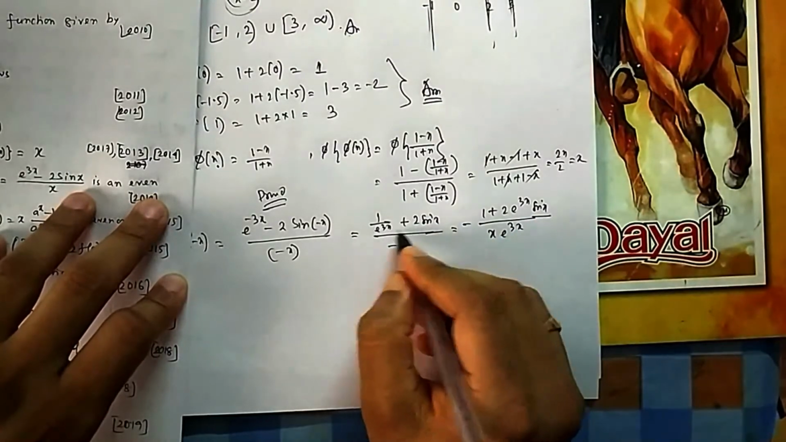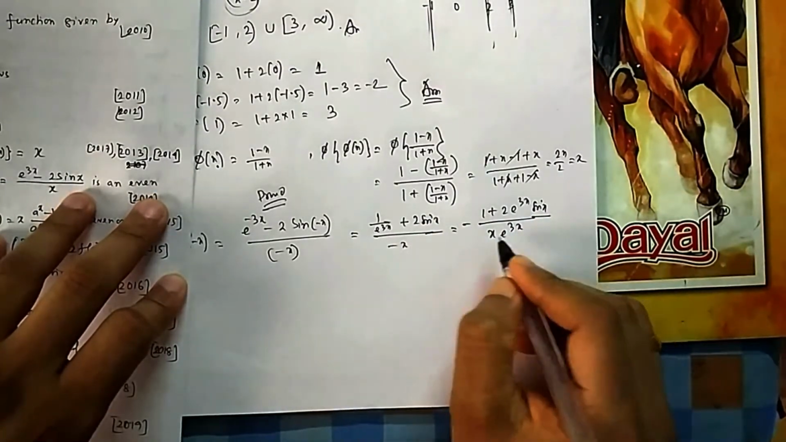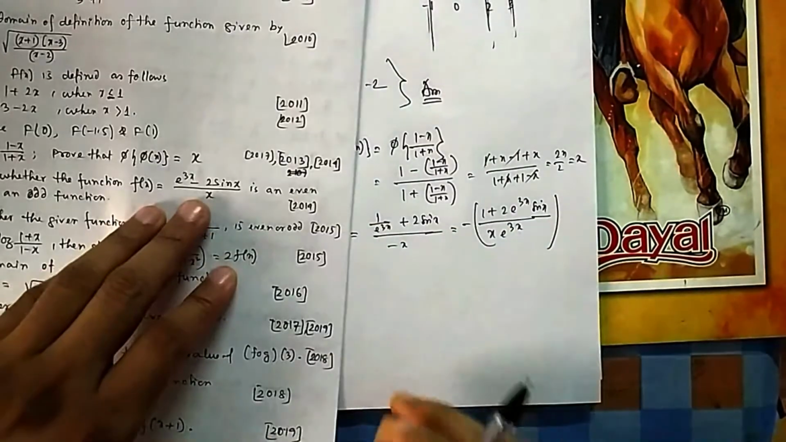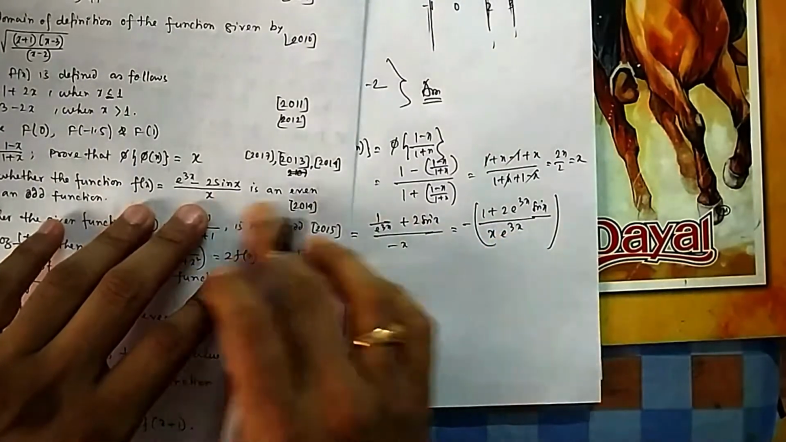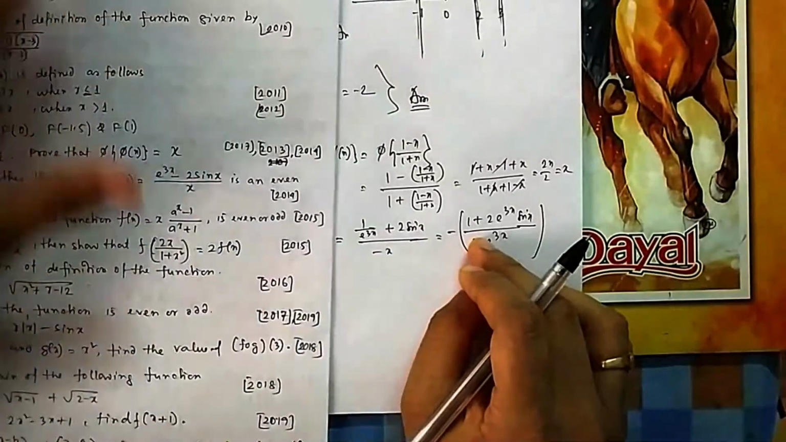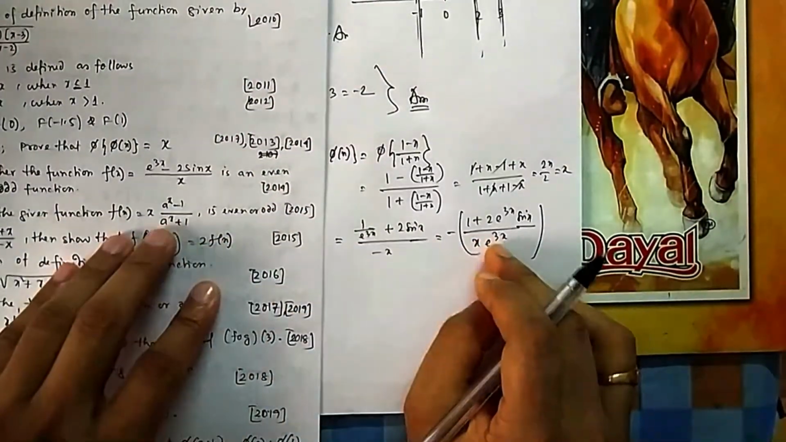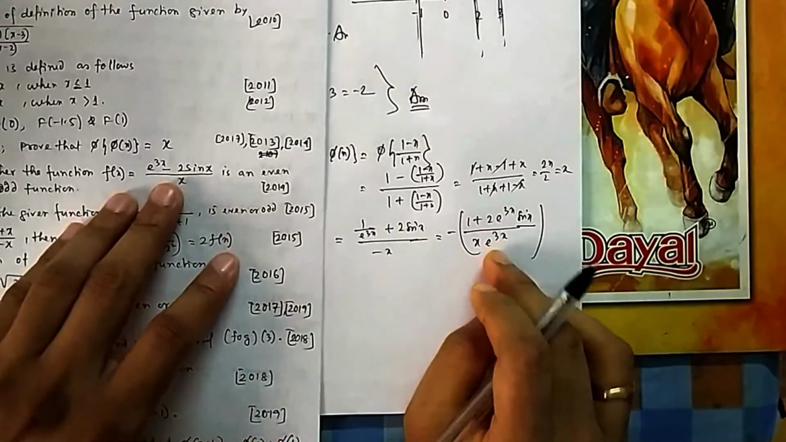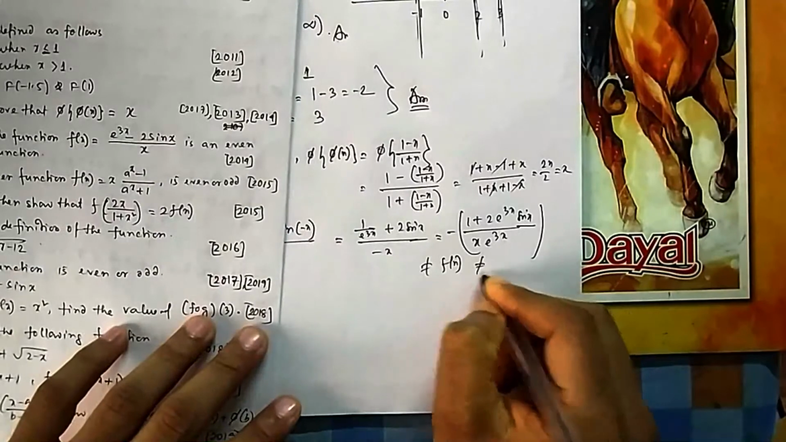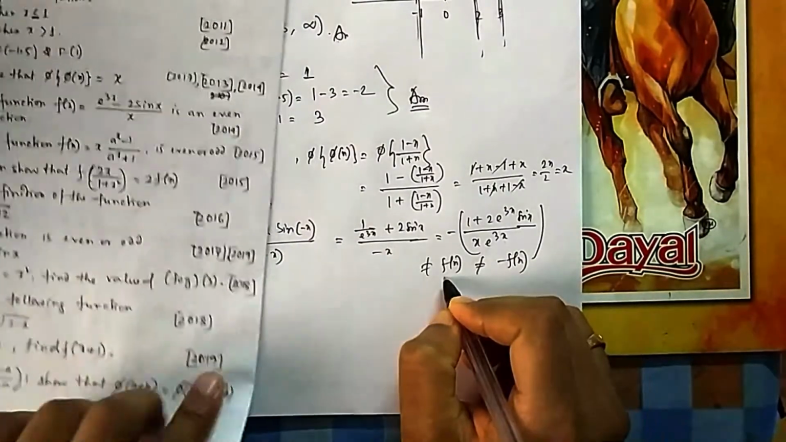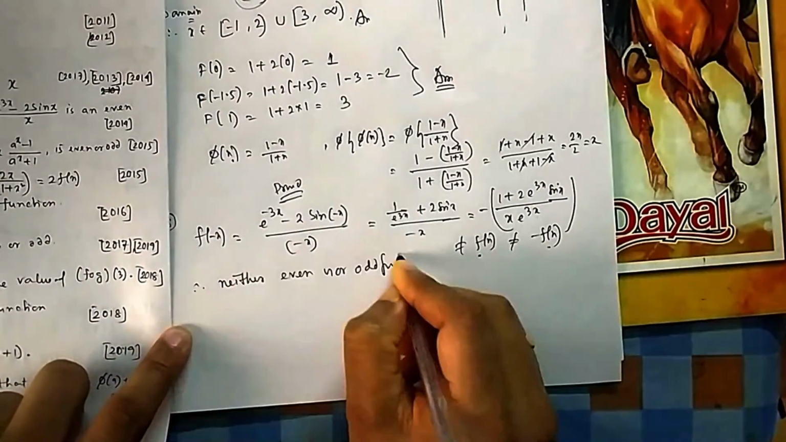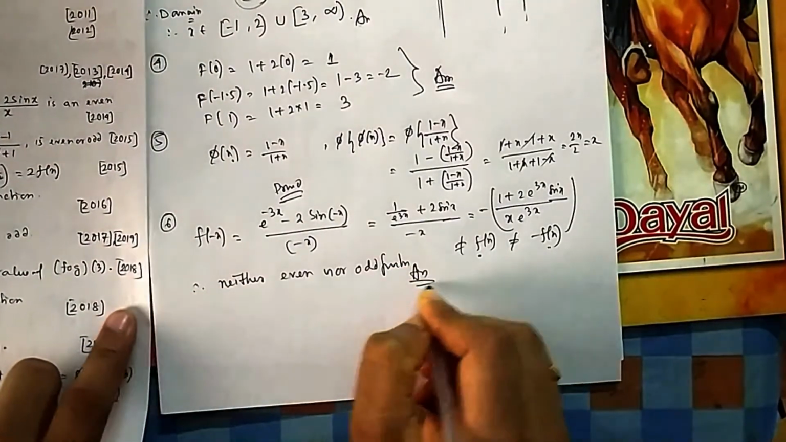If I take e to the power 3x as LCM, it will come there, and if I take this one in the denominator, it will come here. Now does it look like your original function? No, your original function is this one. So it has no resemblance to this. It is not equal even 10 percent. So it is looking like an entirely different function. So it is not equal to your f(x) or to your minus f(x). If it is equal to f(x), then it is even. If it is equal to minus f(x), then it is odd. So it is neither even nor odd. This is your answer.